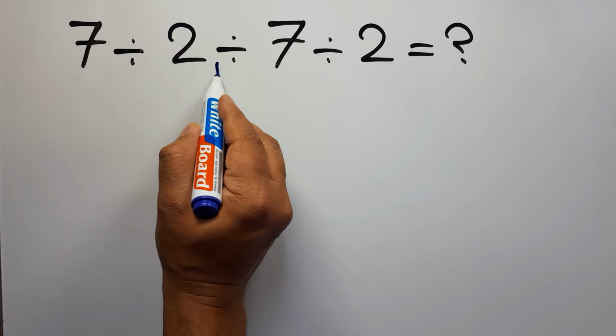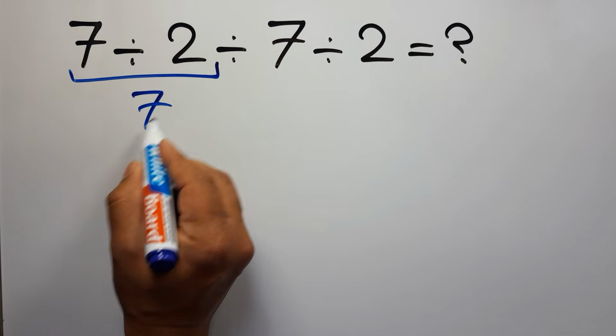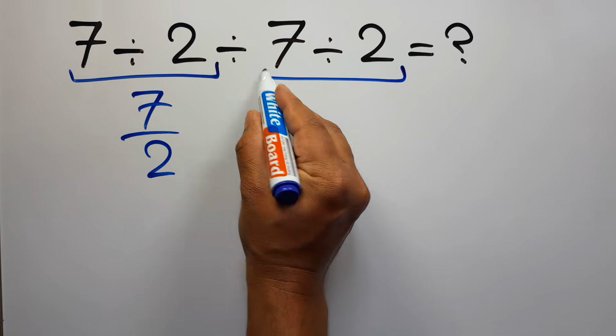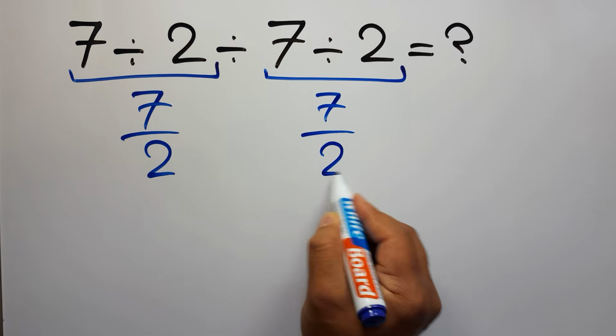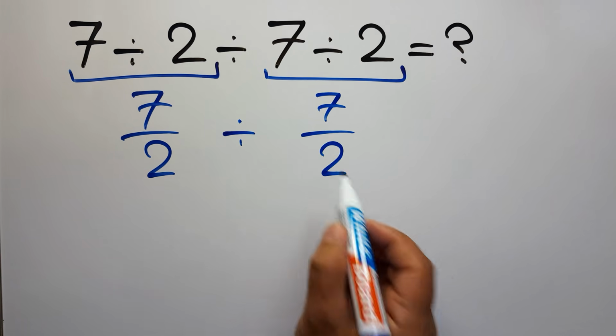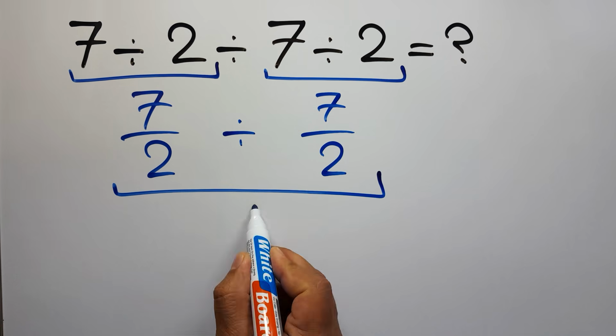7 divided by 2 can be written as 7 over 2. And again here we have 7 divided by 2. So 7 over 2 divided by 7 over 2, which equals 1.